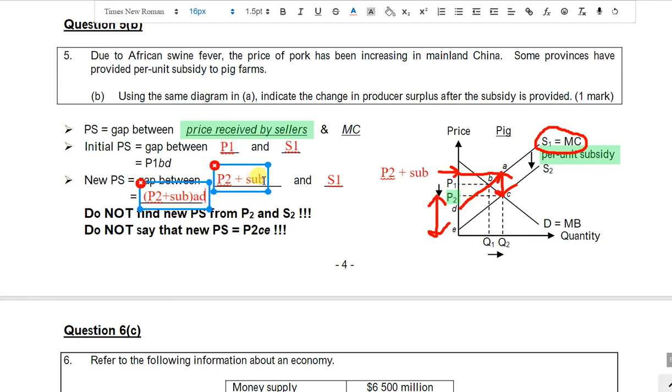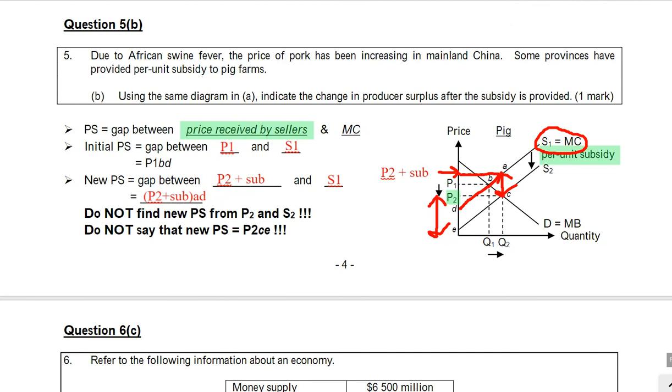And of course, you haven't finished yet because you need to find a change. Then you just compare these two triangles. And if you compare these two triangles, then the difference will be the trapezium here. And this is the gain in producer surplus that you must consider. The gain in producer surplus should be shown by this trapezium.